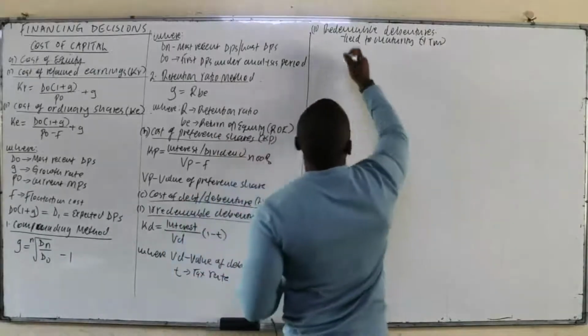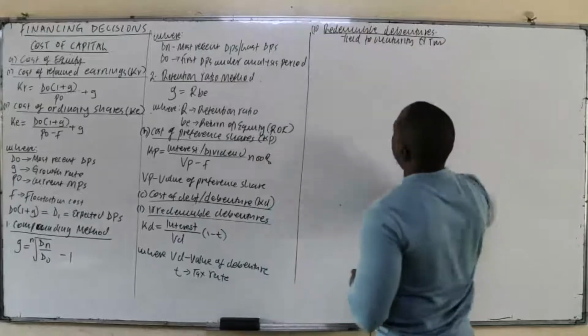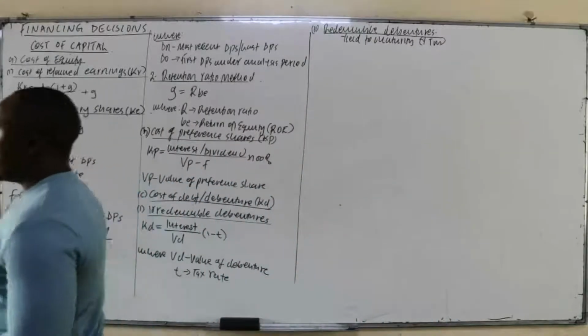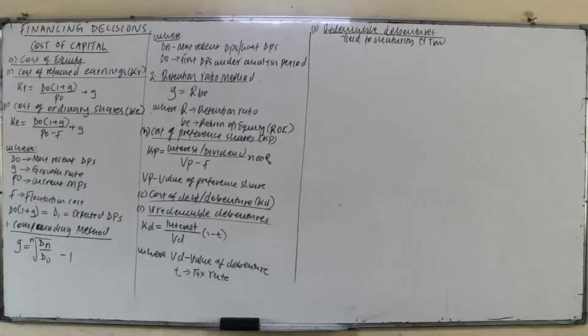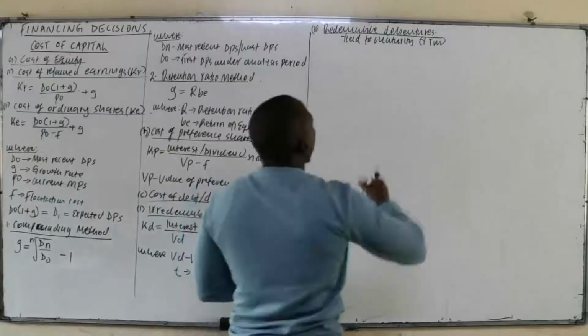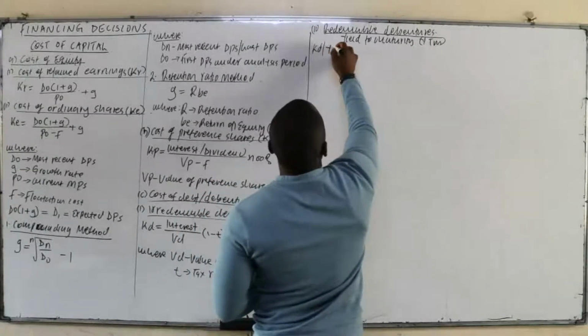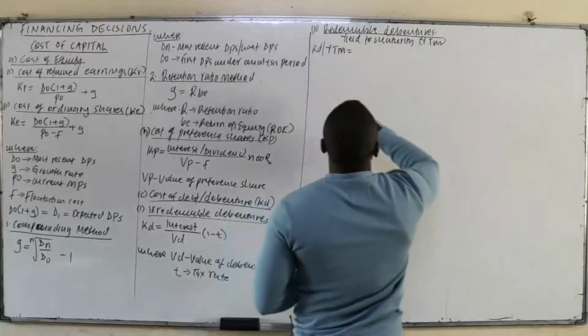That's what we call a redeemable debenture: debentures with a specific maturity period. It's more like a bond. Where you buy a bond for 5 years, that means after 5 years it will mature. So to get the cost of the debt, in case it's redeemable, it is determined using yield to maturity. And how do you get the yield to maturity?